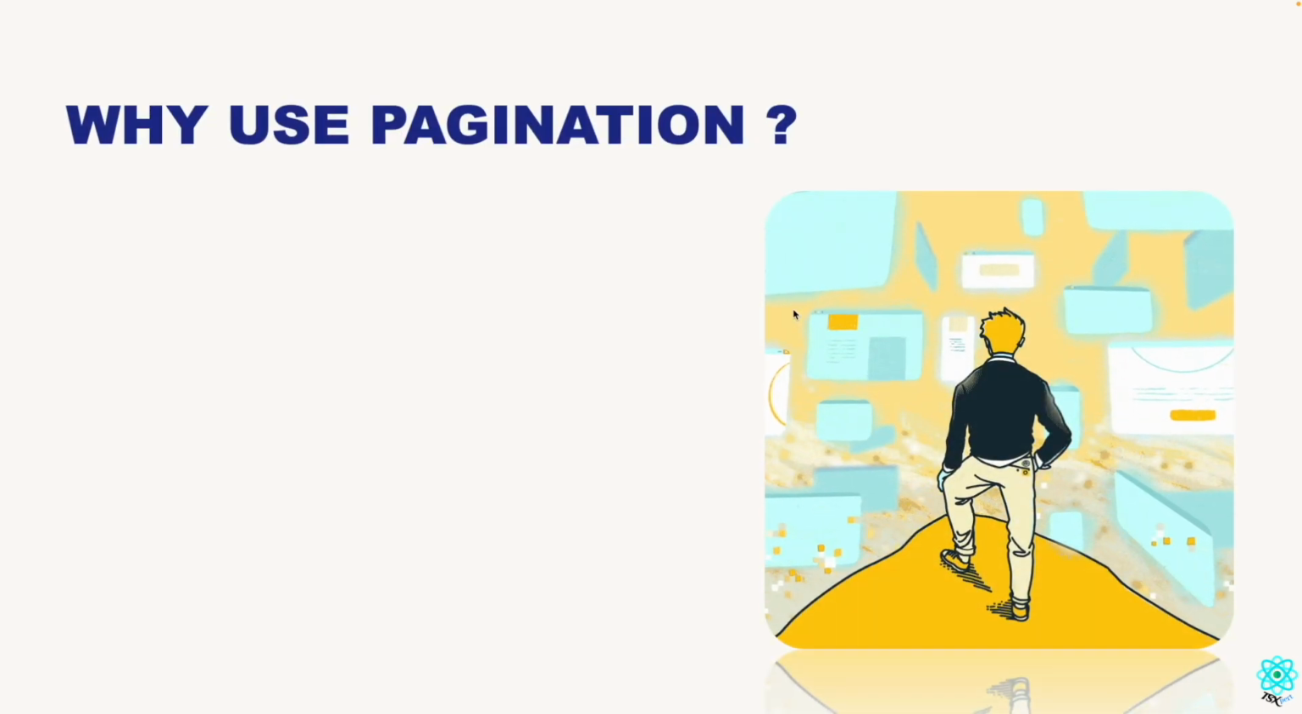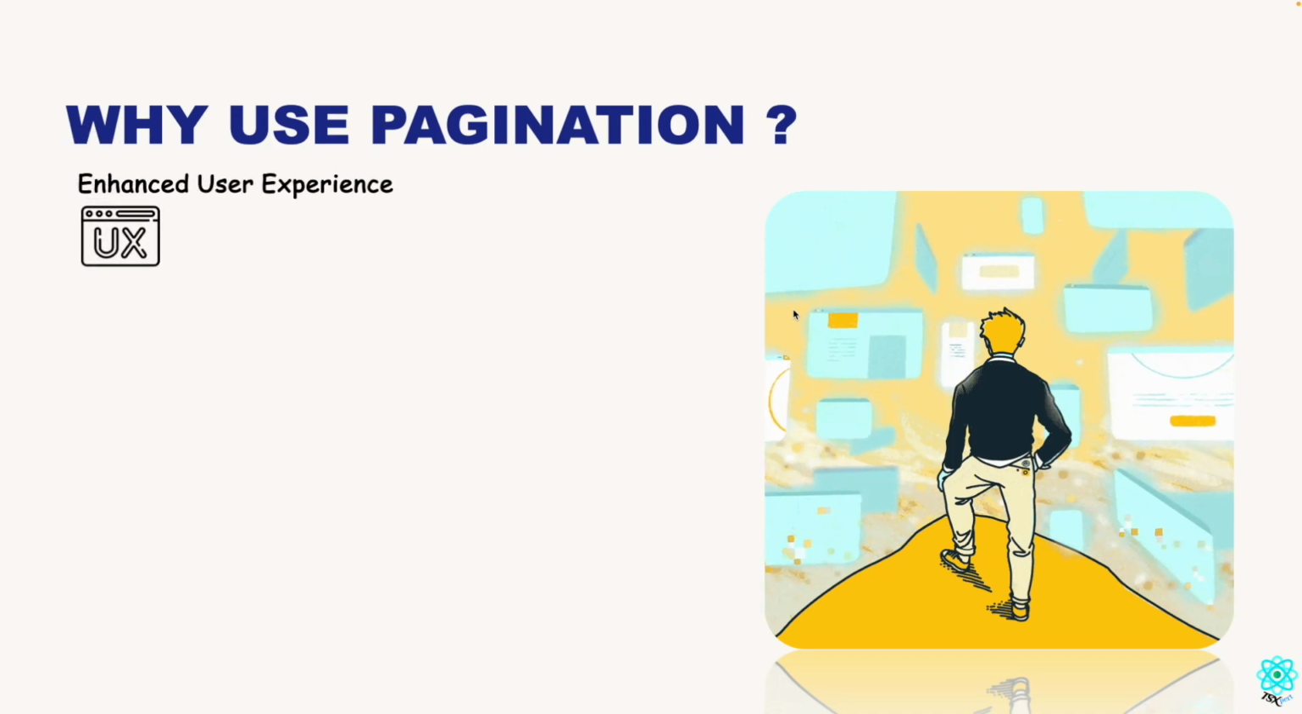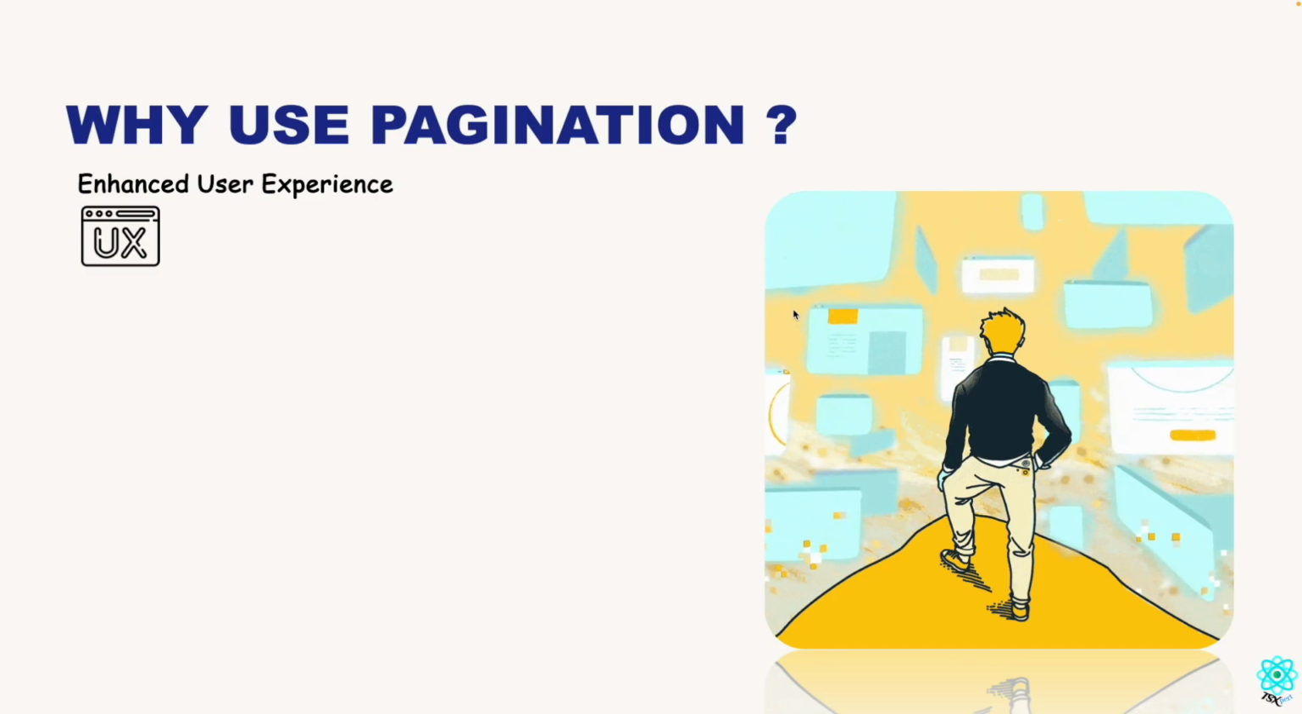And like we say, why we use pagination, I already mentioned that, but there are some other key things that we need to keep in mind. We use pagination because it enhances the user experience. It prevents overwhelming the user with a large amount of data all at once. By displaying a limited number of items per page, the user can easily navigate through the data and find what they are looking for.